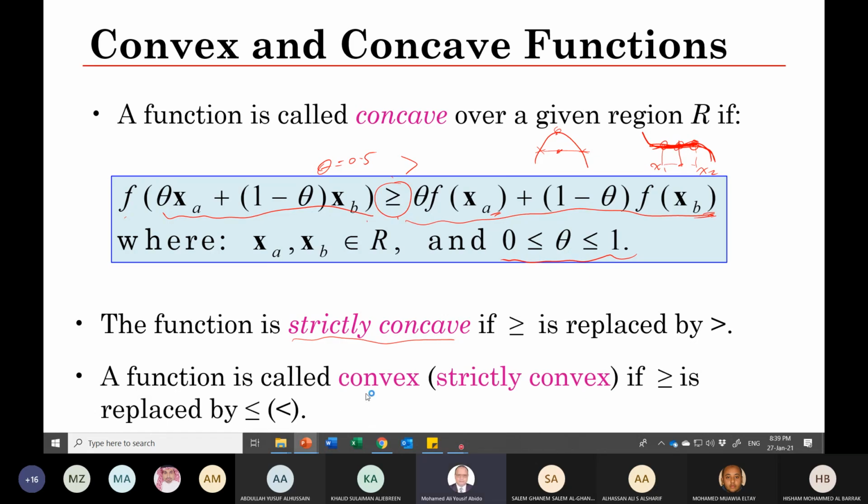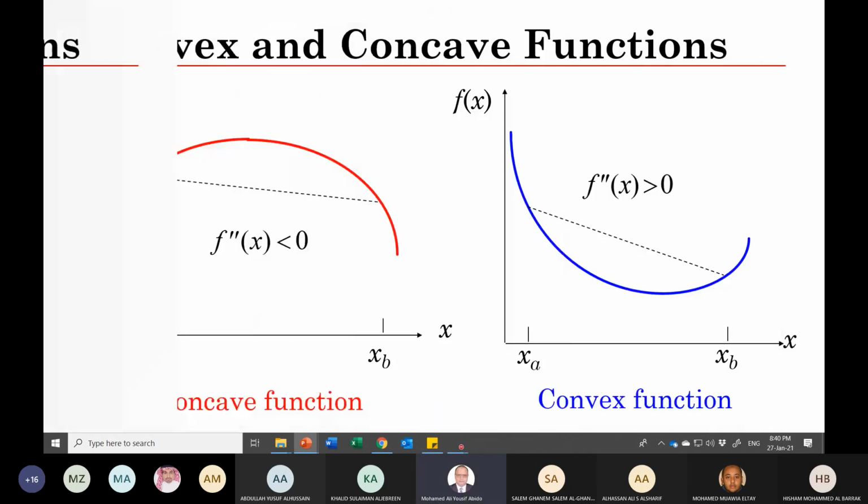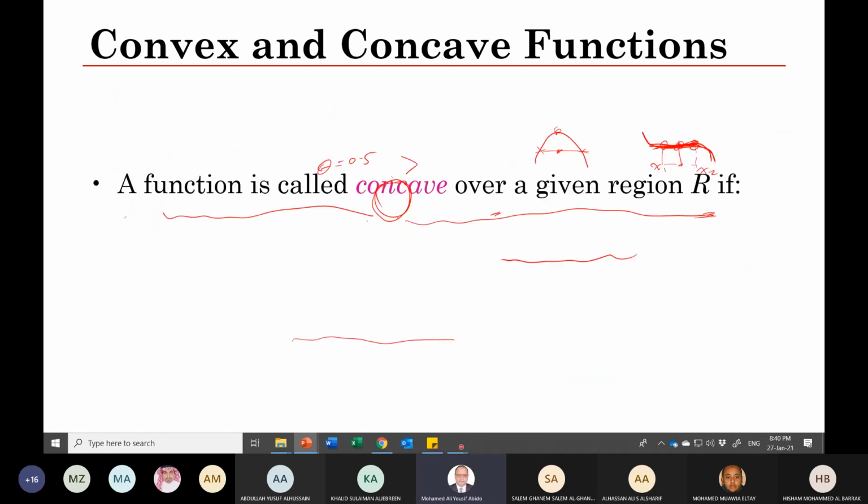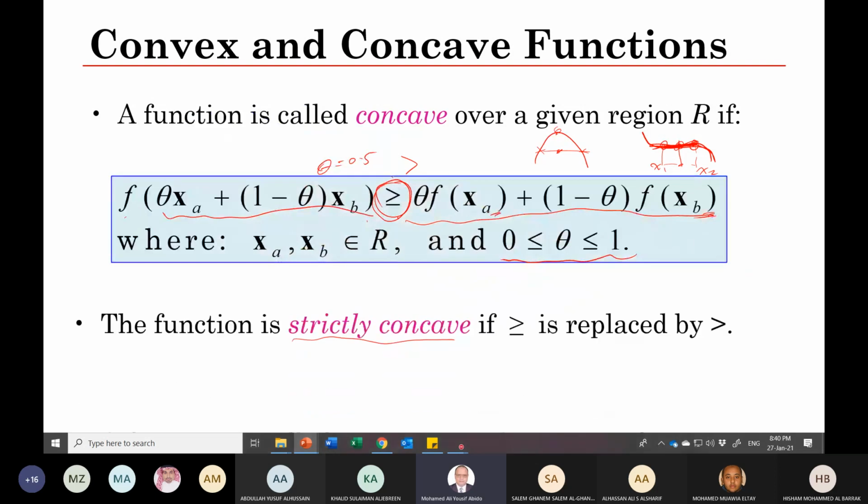A function is called convex, which is the opposite, or strictly convex, if this greater than or equal is replaced by less than or equal. So if this is the case, as we mentioned in the previous slide, the interpolation here is greater than the function itself. So in this case, this function is less than or equal. So this is convex. Strictly convex, you have only less than here.